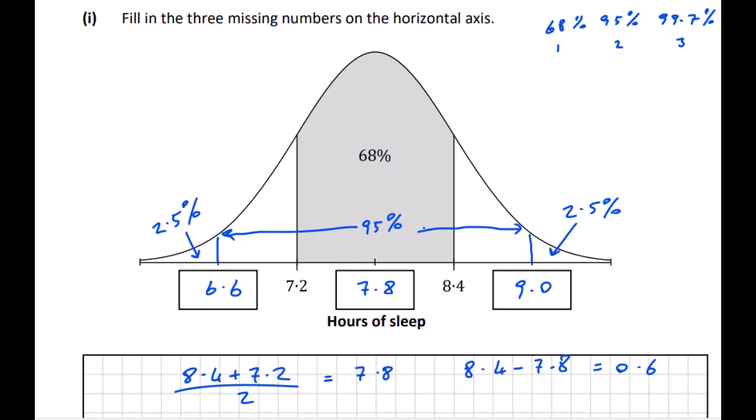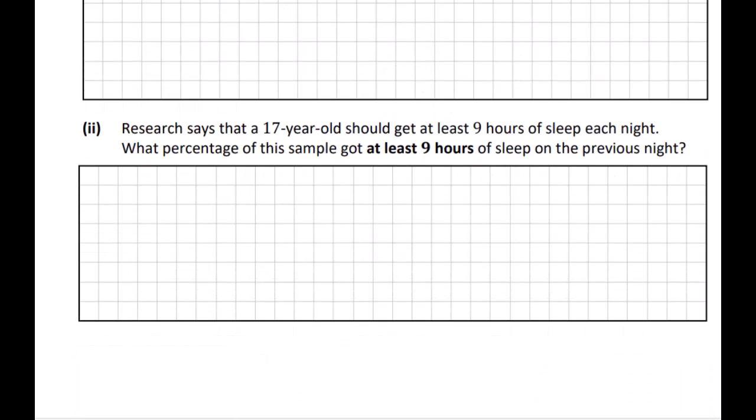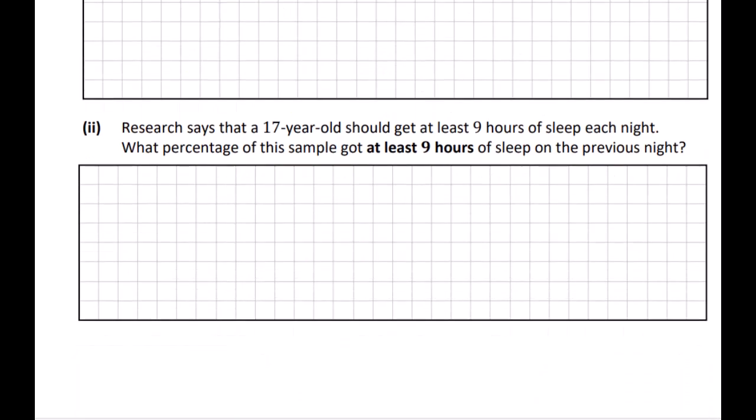So the question was how many got at least 9 hours of sleep. At least 9 hours of sleep is going to be up in this direction here. So we're looking at 2.5%. So our answer there is 2.5%. Okay, let's have a look at B.